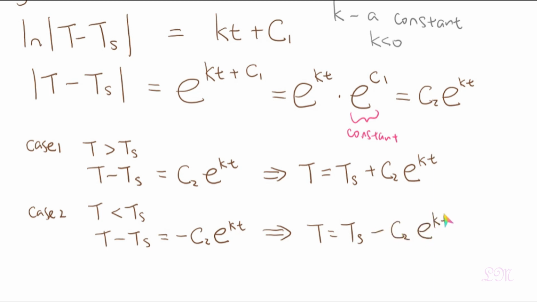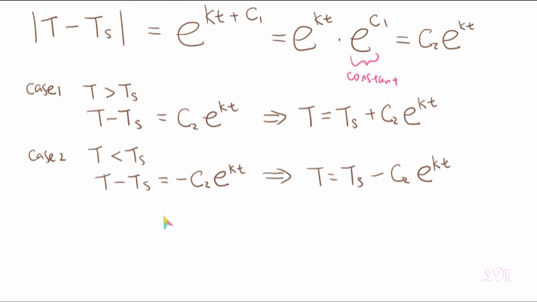I did not consider the case where capital T is equal to T sub s because in that case the temperature of the object will not be changing. And c sub 2 will just be 0 and the solution will just be T equals T sub s, which is a horizontal line. Now if you compare these two formulas for T, well again, plus c sub 2, minus c sub 2, they're both constants. So instead of writing two equations separately, you really can just write one equation. T equals T sub s plus c, where c is some constant, and then times e to the kt.